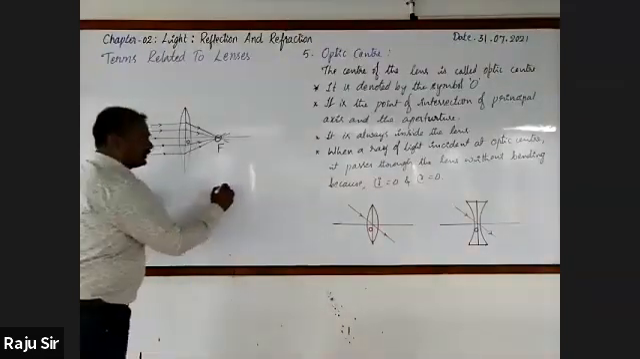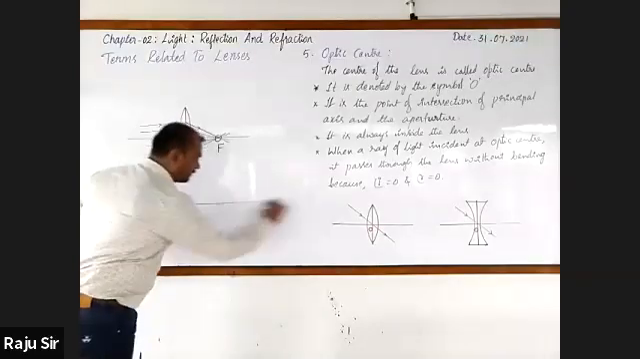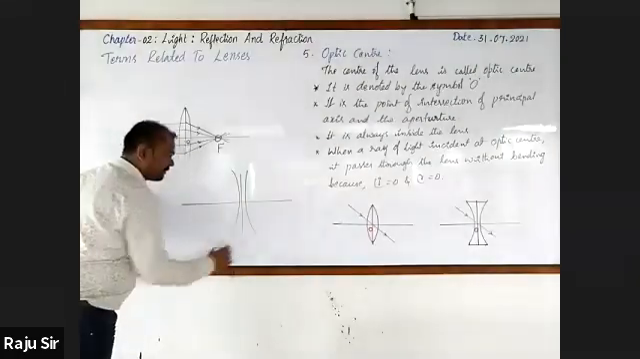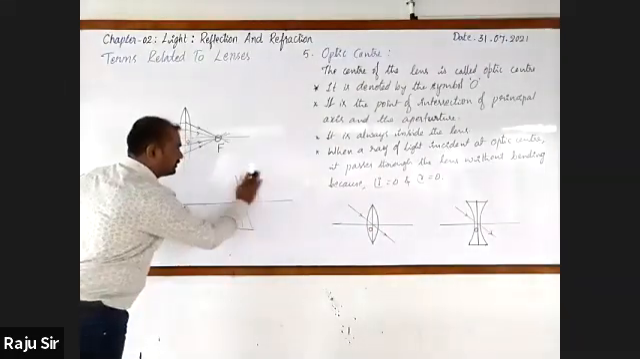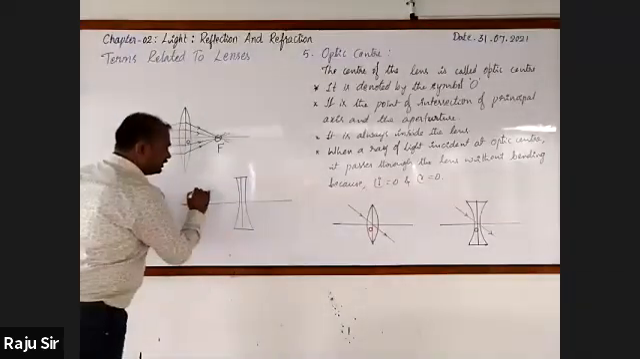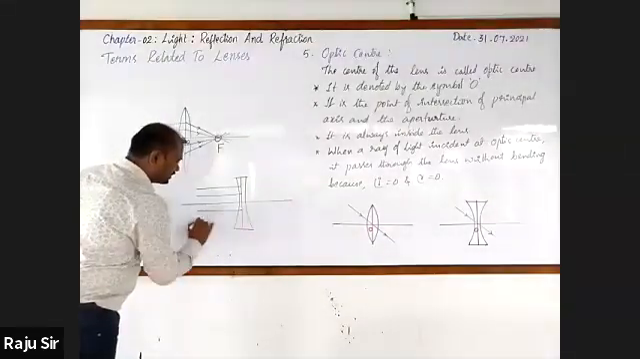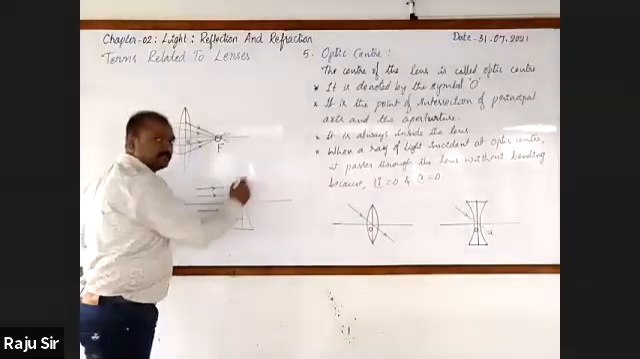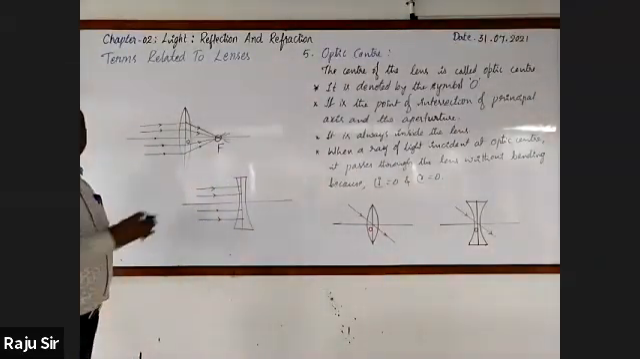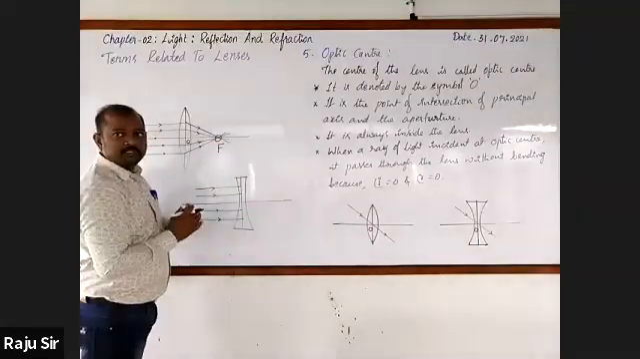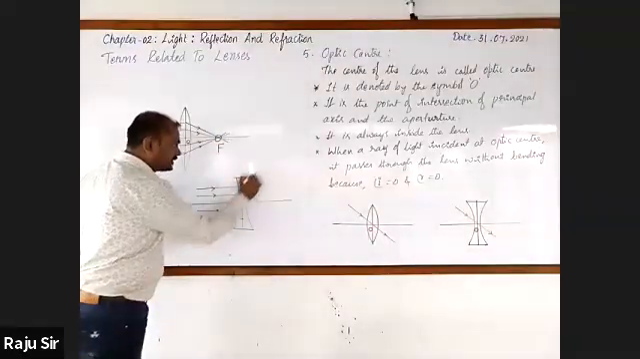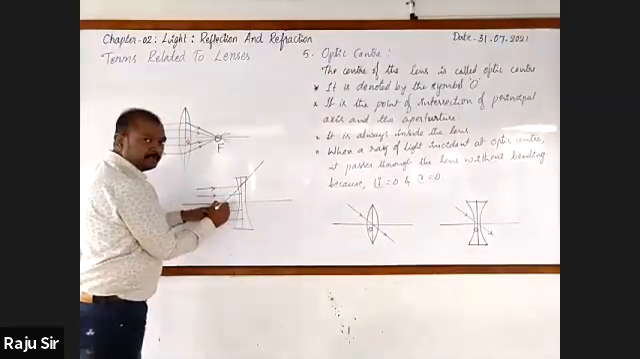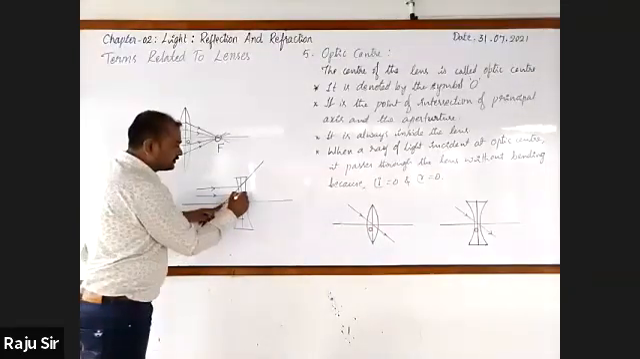Similarly, I'll go for taking another one. What is this? Principal axis. Aperture. Curvature. Convex lens. Concave lens. Here, concave lens. The rays of light incident on the lens parallel to the principal axis get refracted, and the refracted light rays move away from each other. Divergent. When these light rays are extended on the same side, they meet at a point on the principal axis.